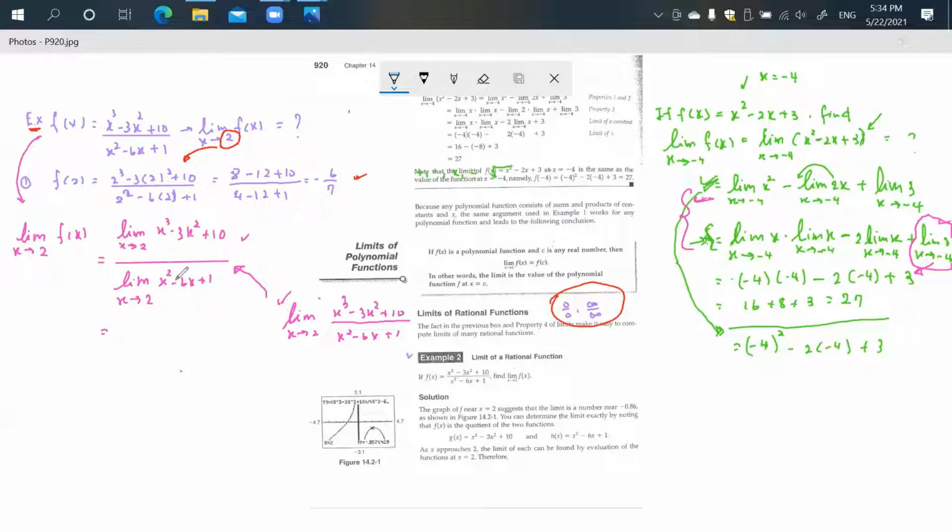Once you write this one, you can replace x equal to 2 right away. So it becomes 2 to the power 3 minus 3 times 2 to the power 2 plus 10 over 2 to the power 2 minus 6 times 2 plus 1. You can write this one right away, and then you simplify, and you will get the same answer. You can try, same. So it's going to be negative 6 over 7.